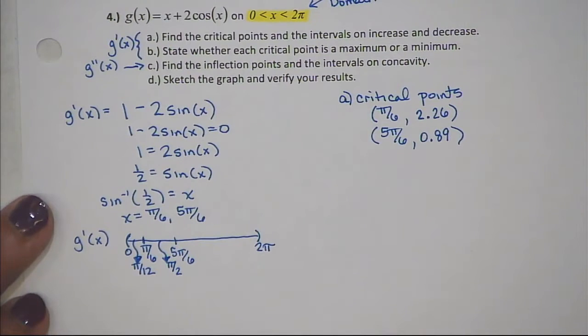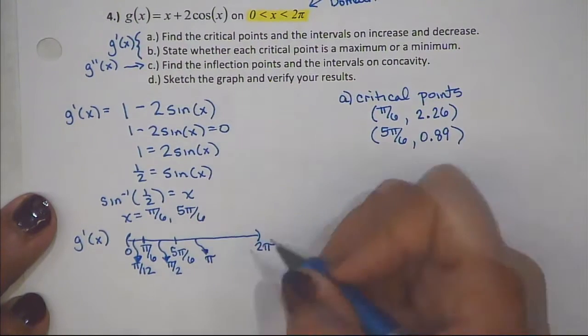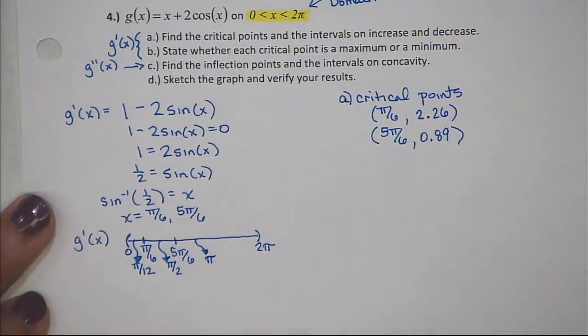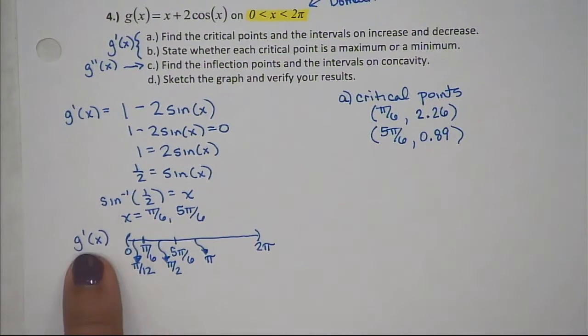And then something bigger than 5 pi over 6, pi would be good. Okay? So those are my test points. Remember, we've got to do our little plus and minuses, except I'm not going to do plus and minuses here. I'm going to do up arrow, down arrow, because this is the first derivative. That tests where your graph is increasing and decreasing. Notice I put G prime here.